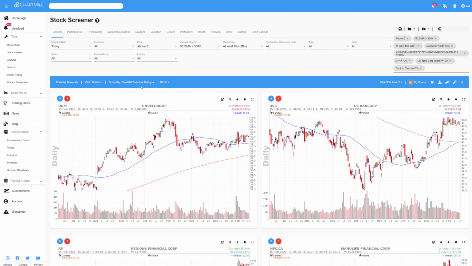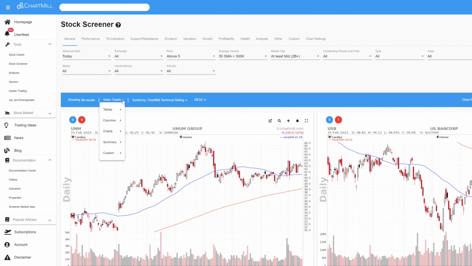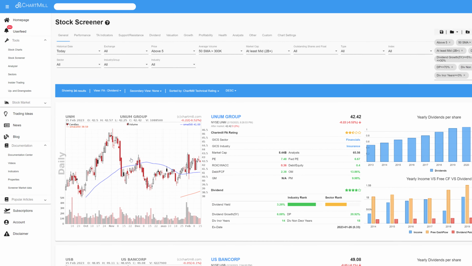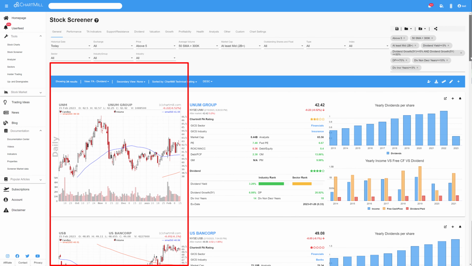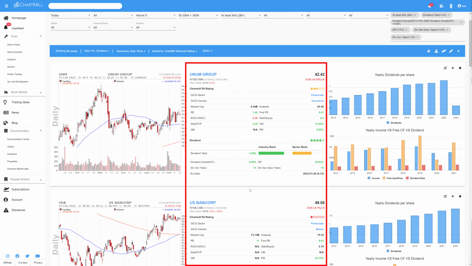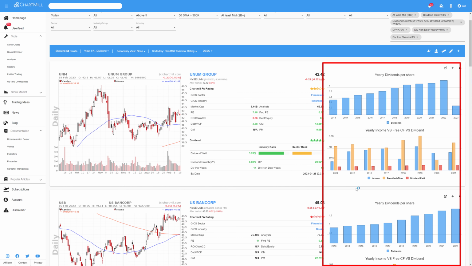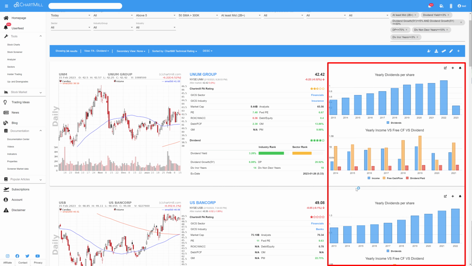ChartMill has recently significantly expanded its view capabilities. Several predefined views were added, including this specific dividend view. It's a 3-column view with a chart on the left, in the middle some typical dividend ratios, supplemented by other ratios that may be of interest to dividend investors, such as the debt to equity ratio and some profit margins. On the far right are some fundamental charts that give you a good idea of dividend growth and the ratio of dividends to sales and free cash flow.